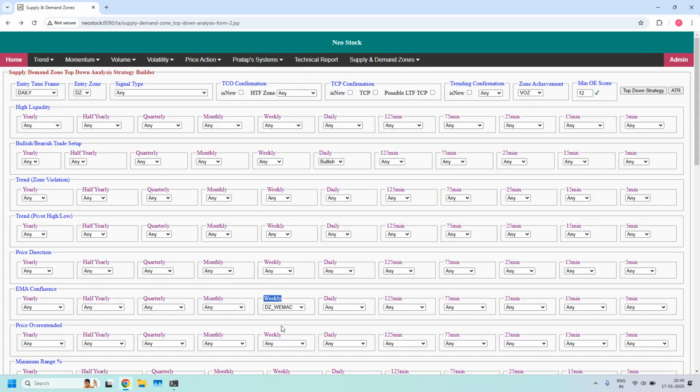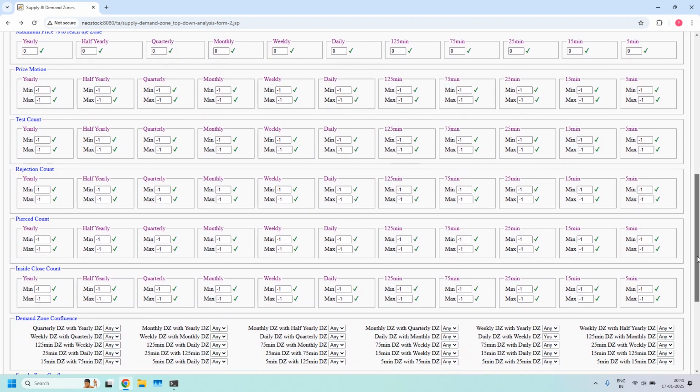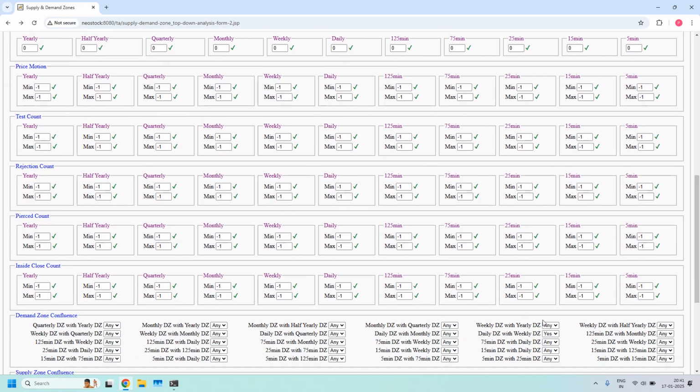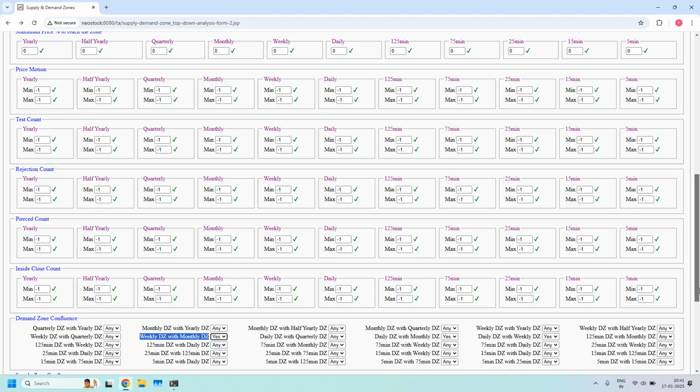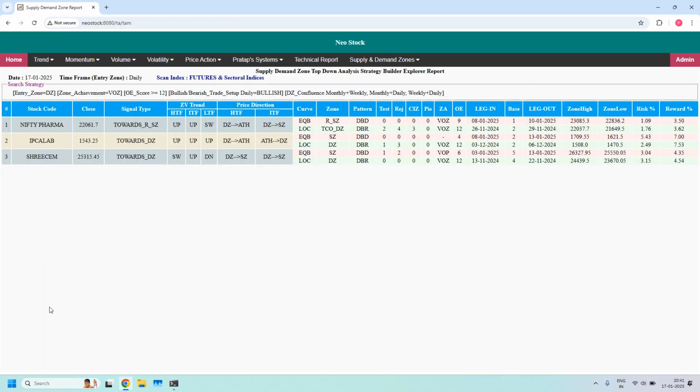Let us verify. I am removing the EMA filter because it is ITF specific. Now we have to look for HTF specific. So in the demand zone confluence, we have to set 3 filters. First filter is already enabled, daily with weekly zone confluence. Next, daily demand zone with monthly demand zone confluence. And weekly demand zone with monthly demand zone confluence. With all the 3 filters, LTF, ITF, HTF demand zone confluence, we got 3 stocks.